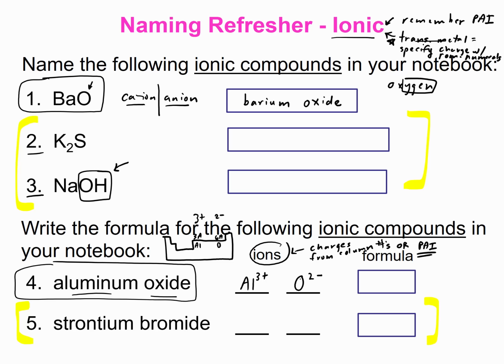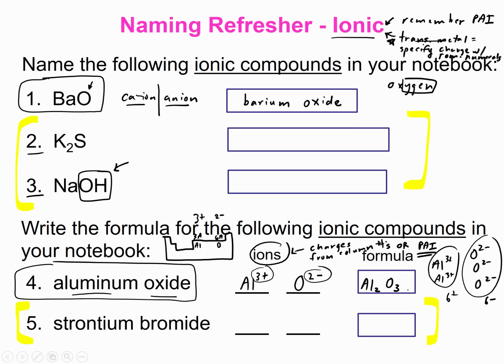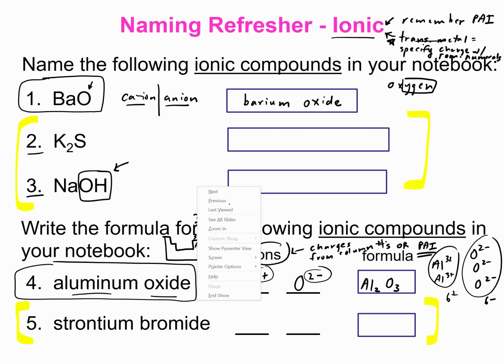So for the formula, this is a 3+, this is a 2-. To get the two charges to balance correctly, you would need 2 aluminums and you would need 3 oxygens. So that means you have 2 of these, and you have 3 oxygens, 1, 2, and 3. So a net total of 6+ and a net total of 6-. So that's why you have the 2 here, and then the 3 is here. Okay, and you guys try number 5.